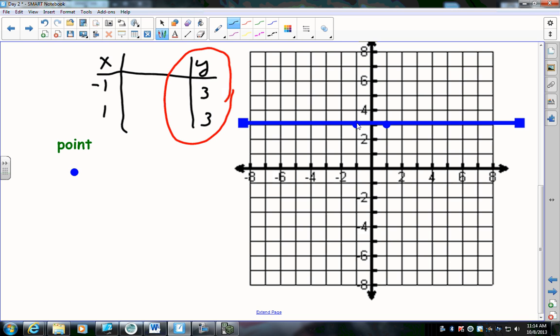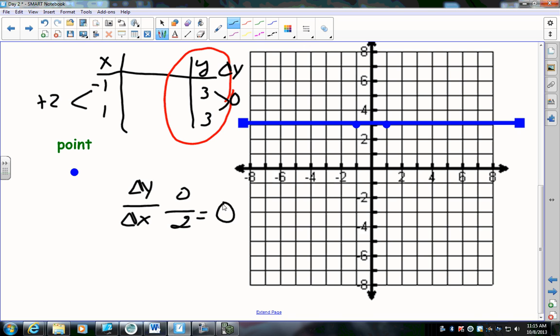Because, okay, am I going up anywhere? Am I going up? No. I'm going up 0. Look, delta Y, I'm going up 0. Up 0, and I'm going over how many? 2. Well, that makes sense. Right here is plus 2. What is 0 divided by 2? 0. My slope is 0.